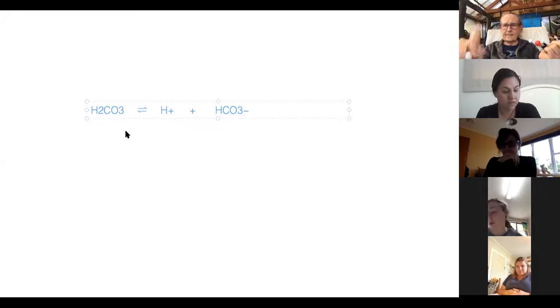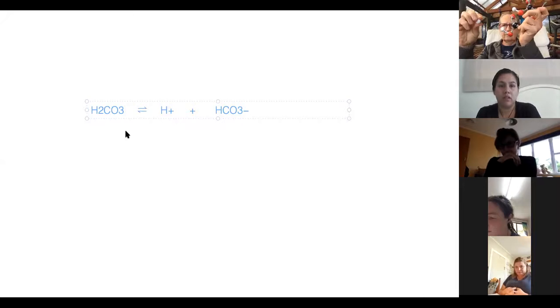Lower. It's low. More acidic, lower. If I reform one of those and reformed carbonic acid, has my pH gone up or down? I've only got one of these now. It's gone up.